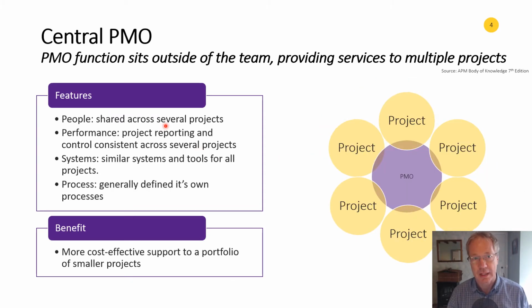A second type is a central PMO. So typically this is for smaller projects, and it sits outside the project team, provides support to several projects. So here we've got several projects that are supported by this PMO. And so again, that might be planning support or reporting support or workshop or risk analysis support. But the people are shared across those several projects. Usually you'll see this PMO trying to do some consistent reporting across these different projects.